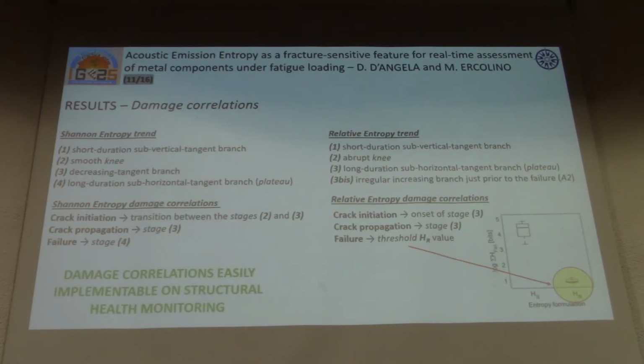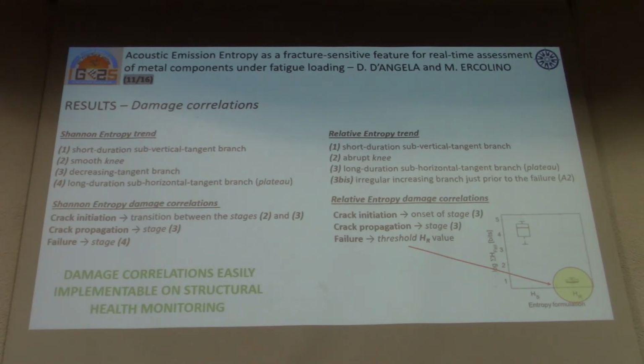Actually, according to this trend, we established some damage correlations. In case of Shannon entropy, the crack initiation was associated with the transition between the stages 2 and 3, while the crack propagation was related to the stage 3. The failure was related to stage 4.